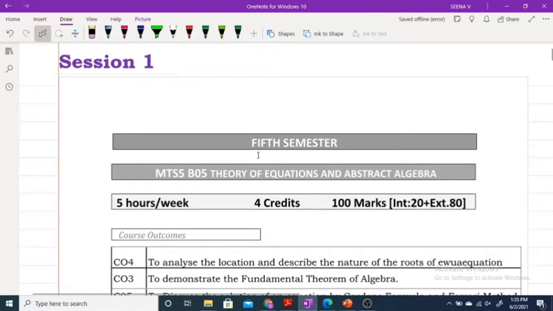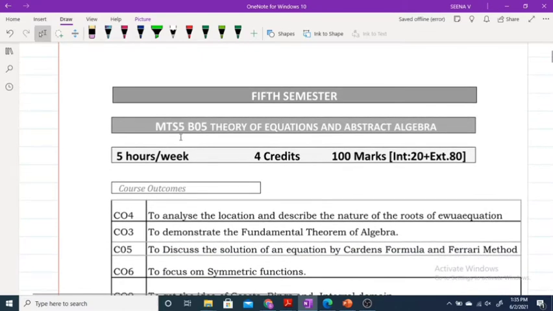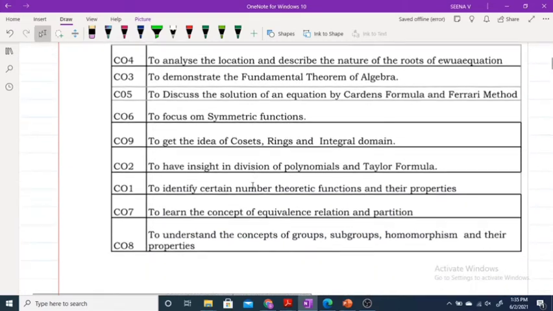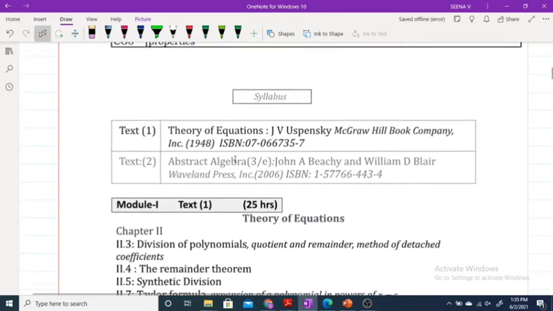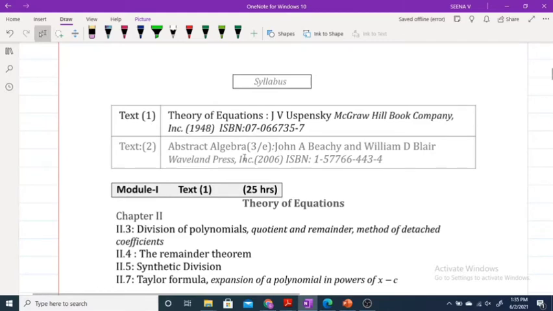Abstract Algebra. Okay. The code for the paper is MTS5B05 Theory of Equations and Abstract Algebra. These are the course outcomes, and we are following two textbooks. This textbook for theory of equations and abstract algebra, we are following this textbook. Okay, now just to go through the syllabus quickly.